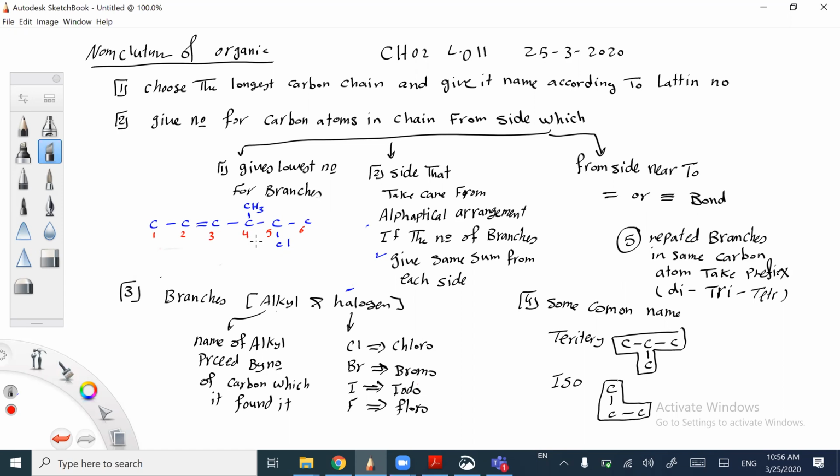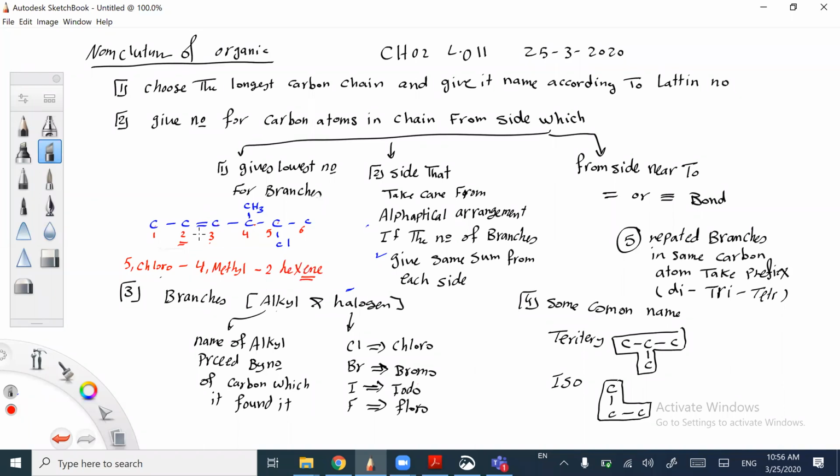Then alphabetical arrangement: 5-chloro, 4-methyl. Then we determine the position of the double or triple bond. Between carbon atoms 2 and 3, it will be 2. Between carbon atoms 1 and 2, it will be 1. So in this case, between carbon atoms 2 and 3, it will be 2. Hexene. Why ene? Because there is a double bond.